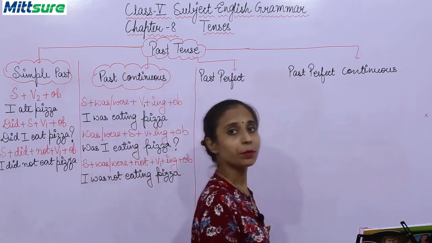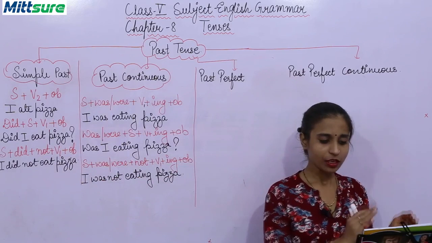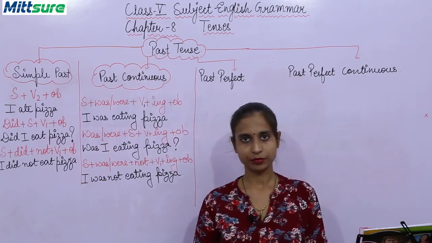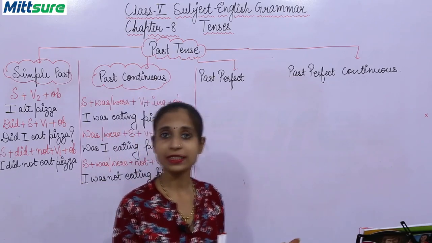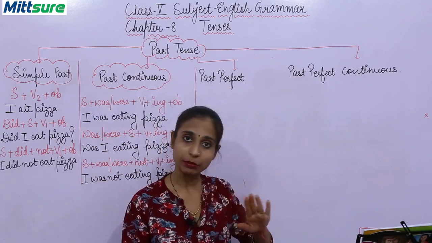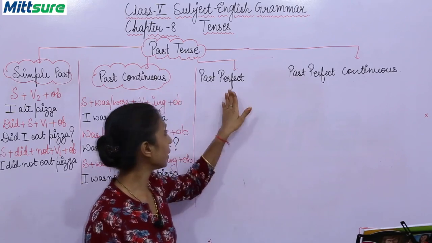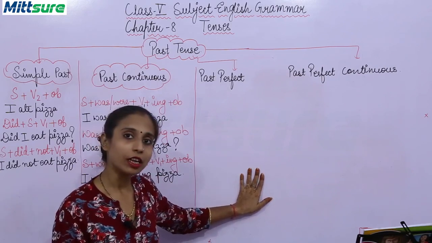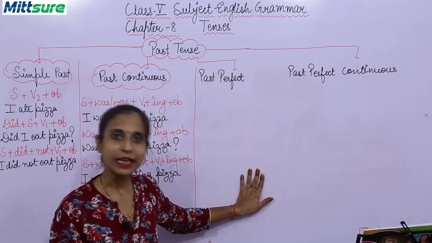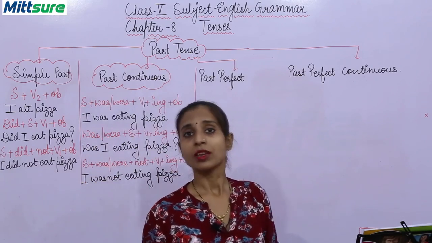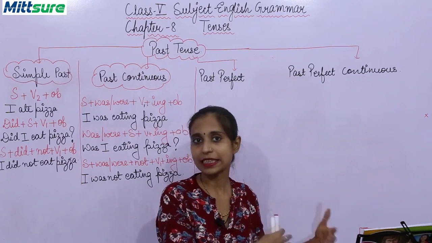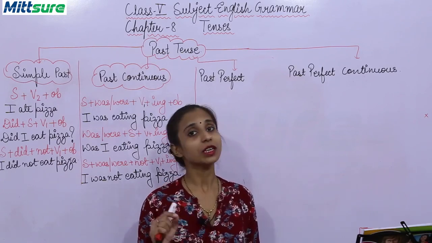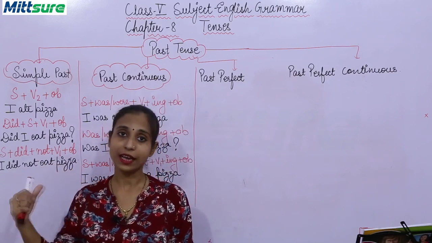Now let us see past perfect tense. Past perfect tense is used for an action taking place before a certain time in the past. The action which was taking place a long time back. The work which has already been completed. I told you in perfect tenses we include the works which are complete. Now the difference between past perfect and present perfect. In present perfect, we include the works which are completed in the recent past. Recently they have been completed. In the past perfect, we include the jobs which were completed a long time back.